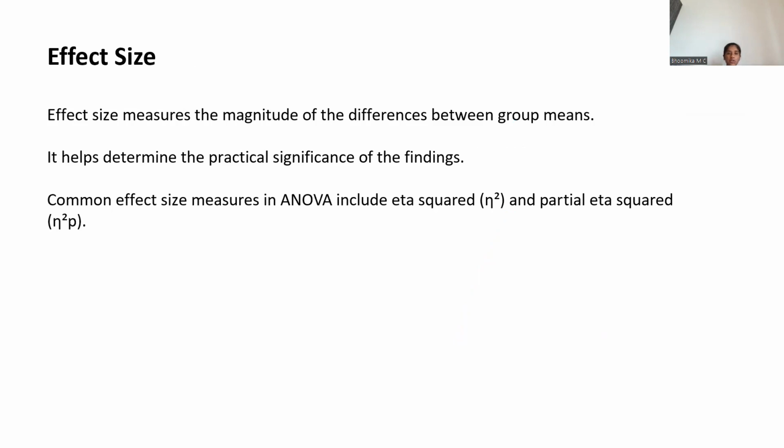Effect size. Effect size measures the magnitude of the differences between the group means. It helps determine the practical significance of the findings. Common effect size measures in ANOVA include eta squared and partial eta squared.